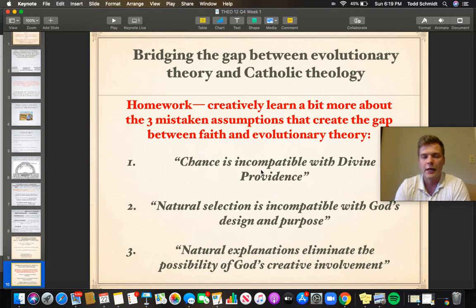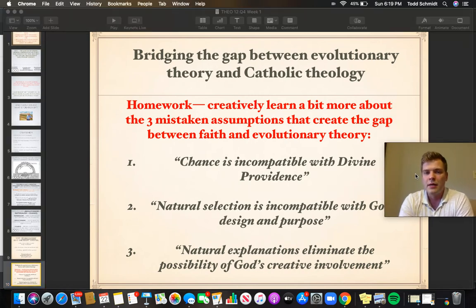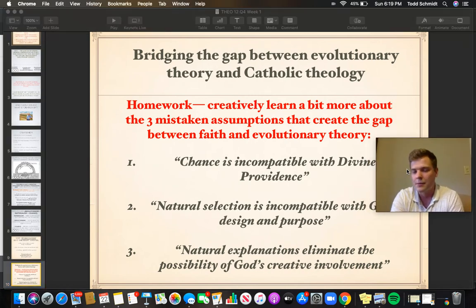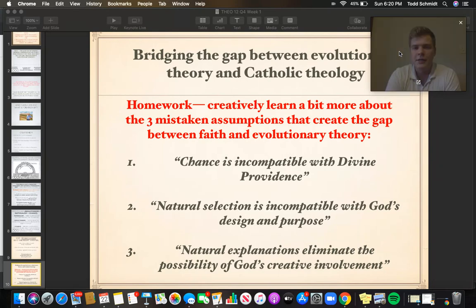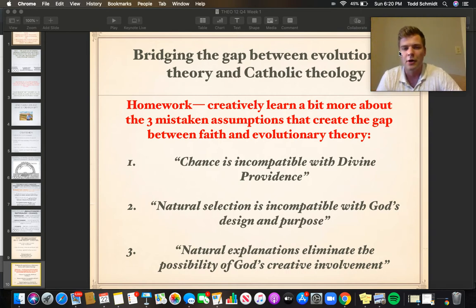Well, for your homework, you're going to learn about the three, I just call them mistaken assumptions that create the gap between faith and evolutionary theory. So the first is that chance is incompatible with divine providence. We say a huge part of evolution is chance occurrences that have gotten us to where we are. Well, how does that work with the God that the Christians claim, a God who is Lord over everything, who is ultimately guiding all things? That doesn't seem to go well together.